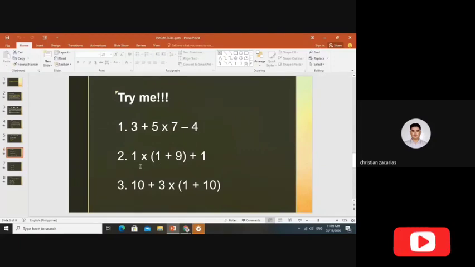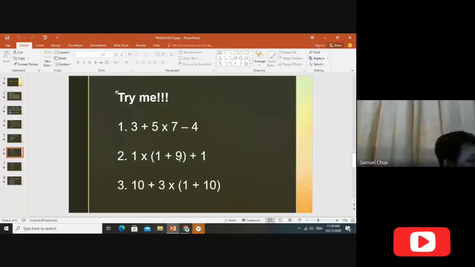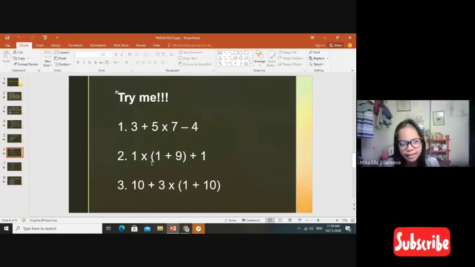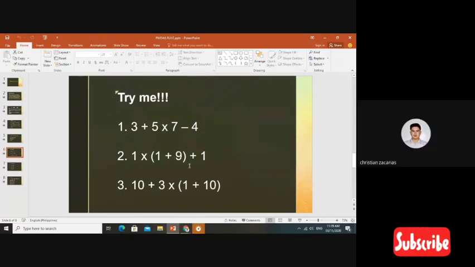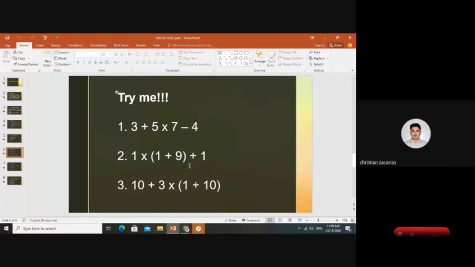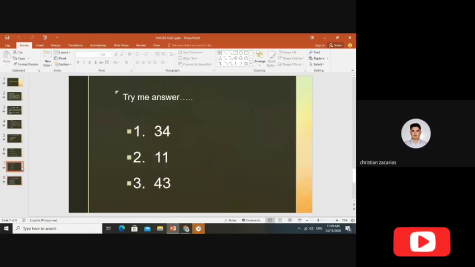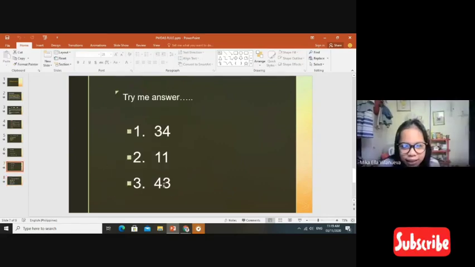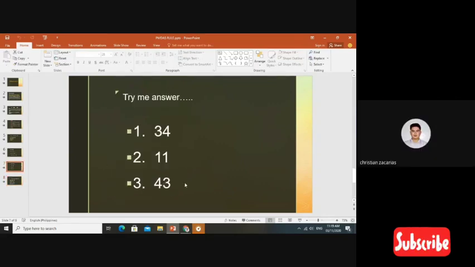Number 2. Okay, so we have in there 1 plus 9 is 10 times 1 plus 1, that would be 11. And next up, number 3. 43 po. Okay, so for the number 3 is 43. It's not 23, it's 43. Okay, here's the answer. So number 1, 34, number 2, 11, and number 3 is 43.